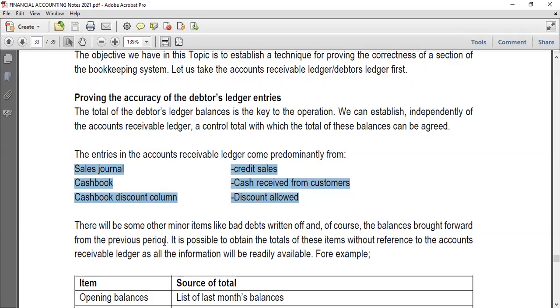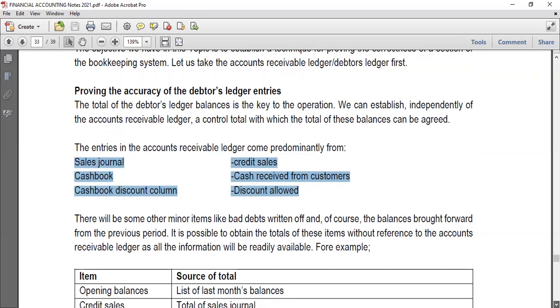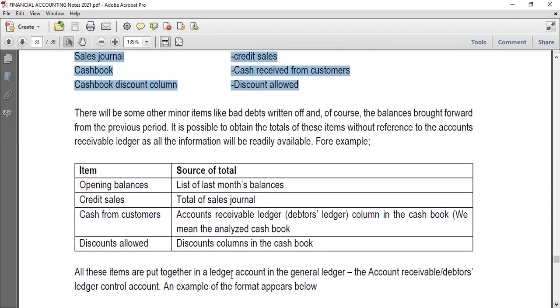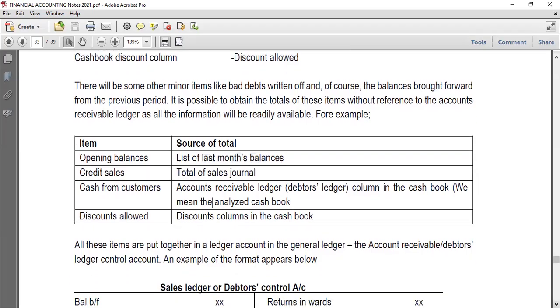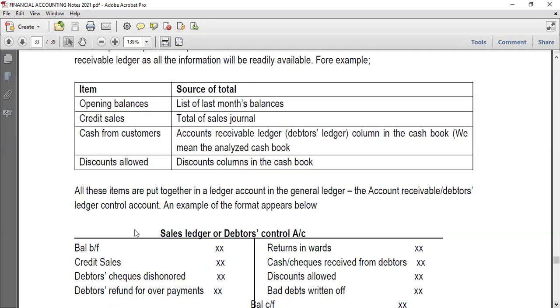Also to note that there can be some minor items, for example bad debts written off, okay? And then we should also have things like balance brought forward from the previous period. Just to understand, the opening balance we are talking about usually comes from previous balances, and that could be from your balance sheet and so on, okay? We already talked of these.